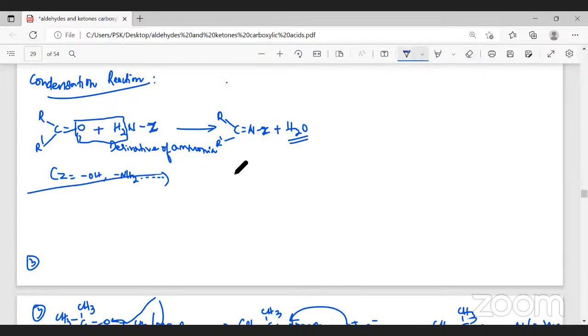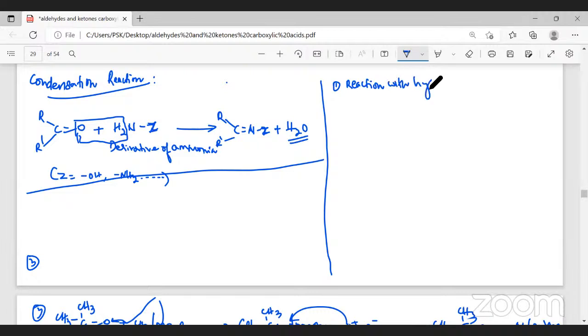Now, we'll have to learn specific reactions. The first reaction is the reaction with hydroxylamine.